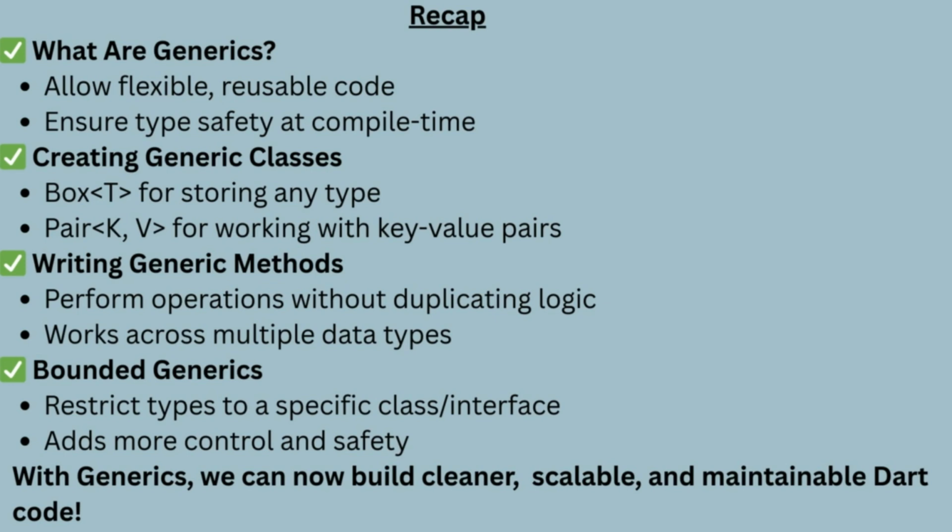Lastly, we introduced the concept of bounded generics. This means we can restrict a generic type to a certain base class. For example, using T extends Shape ensures that only subclasses of Shape can be used. This approach improves type safety while still giving us flexibility. So overall, generics help us write robust, reusable, and safer code, making our Dart applications more scalable and efficient.